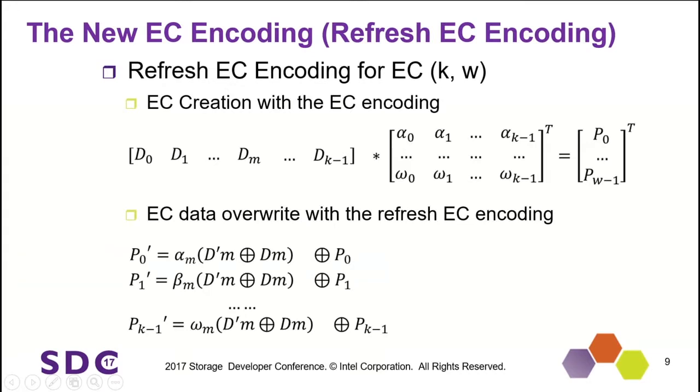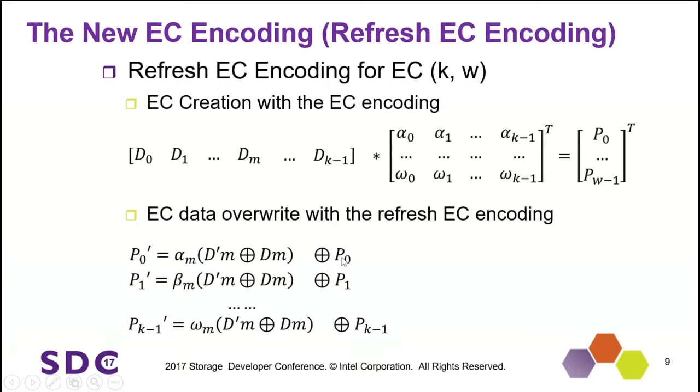For Erasure code, K is the number of the source vector, and W is the number of parity vector. Based on that example, as opposed to the traditional encoding formula, a standard refresh encode formula is a set of equations.